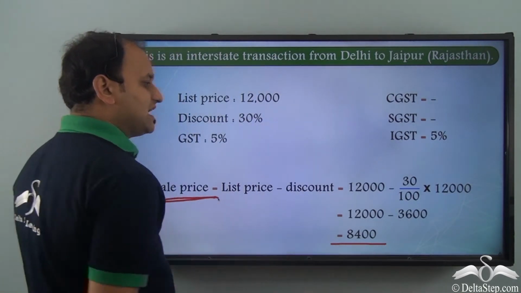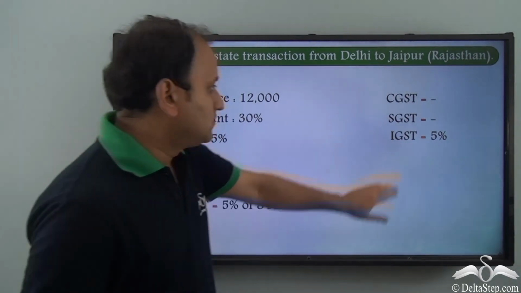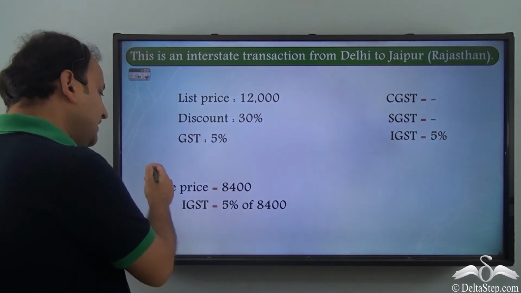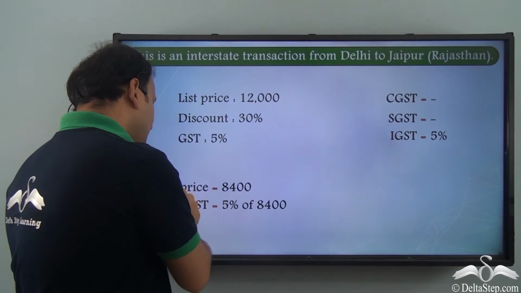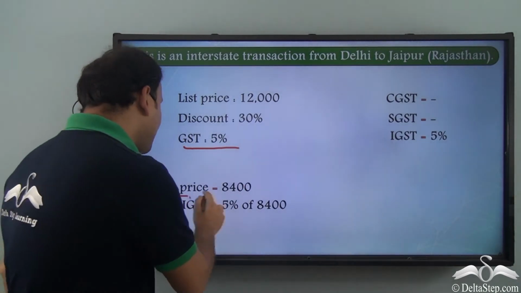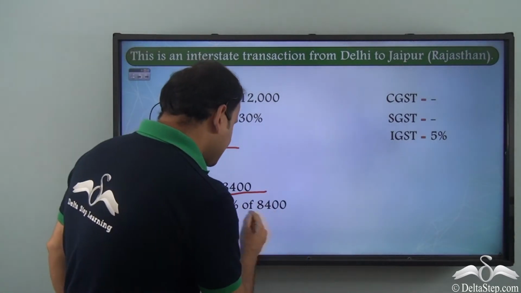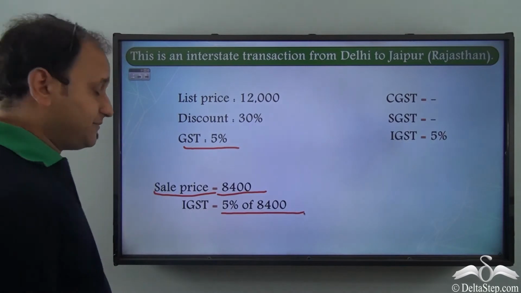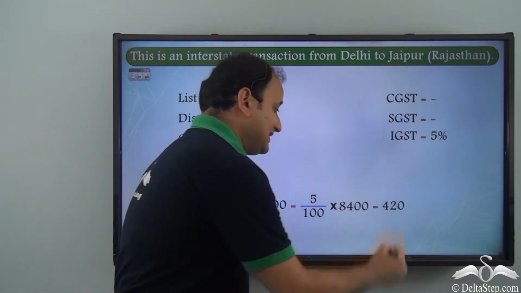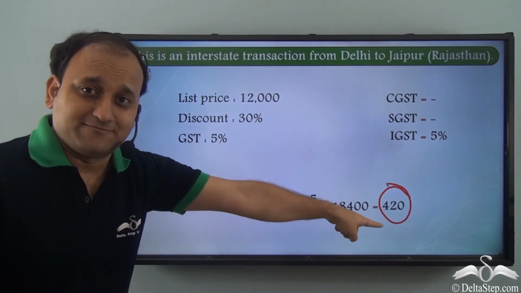So, this is the sale price. So, we have got the sale price now. Now, we need to calculate the IGST. Now, IGST will be what? 5% of what? Of the sale price, which is 8,400. So, IGST is 5% of 8,400, which is 5 by 100 into 8,400, that is 420 rupees. So, this is the GST.